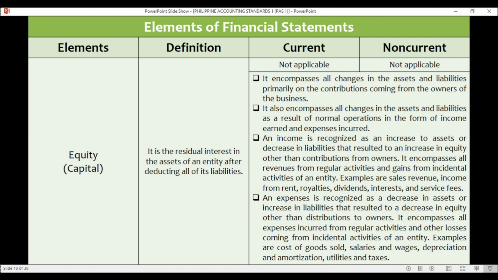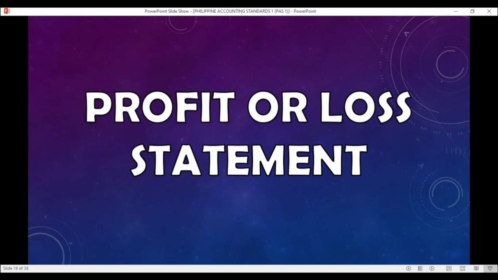Then expenses. An expense is recognized as a decrease in asset or increase in liability with the effect of decrease in equity, other than distribution to owners. It encompasses all expenses incurred from regular activities and other losses coming from incidental activities of an entity. Examples: we have cost of goods sold, salaries and wages, depreciation, amortization, utilities, and taxes. So that's it for the basic concepts of your elements of financial statements.